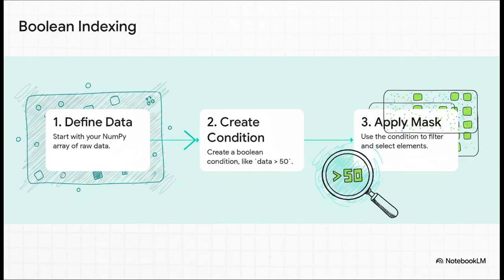It's a simple three-step dance. Step 1, you've got your data, right? Your array. Step 2, you create a condition. It's like asking a question. Hey, which of these numbers are bigger than 50? NumPy gives you back a new array of trues and falses. We call this a mask. And for the final step, you use that mask on your original array and boom, it spits out only the numbers that answered true to your question. It's like magic for filtering your data.